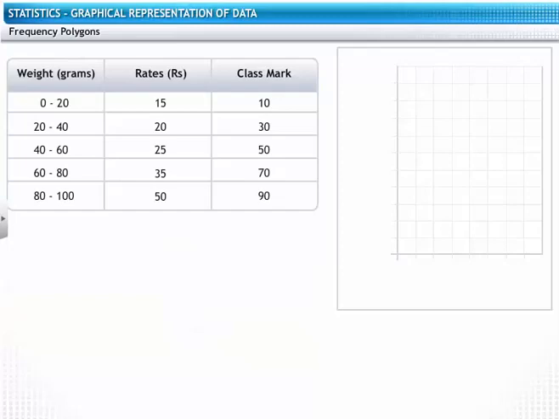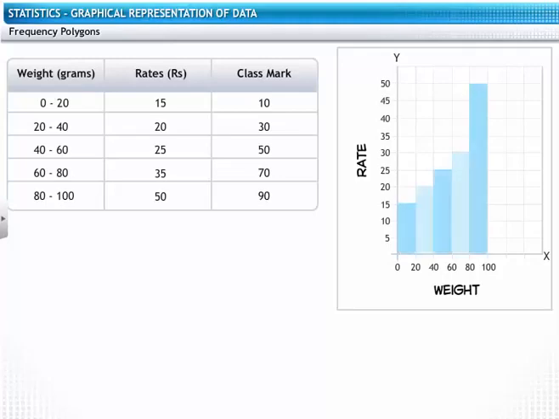As usual, we start by drawing the two axes, x and y. Here the variable is weight, and its value is the courier charges or rate. Now we mark the class marks found earlier along the x-axis. Next, we mark the rates along the y-axis. Now, we plot the corresponding rate for each class mark on the figure and join these points. Does that complete our frequency polygon?